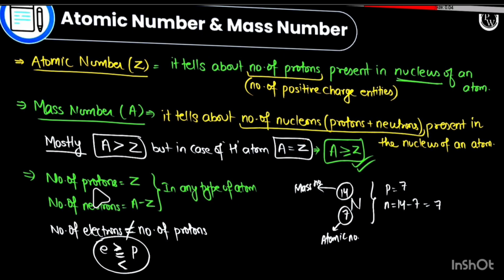So this is the number of protons, which will be equal to the number of electrons. This is the atomic number. This is the formula mentioned here: the number of neutrons is equal to A minus Z, mass number minus atomic number, right? In any type of atom, we can apply this formula. And the number of electrons is not always equal to the number of protons.